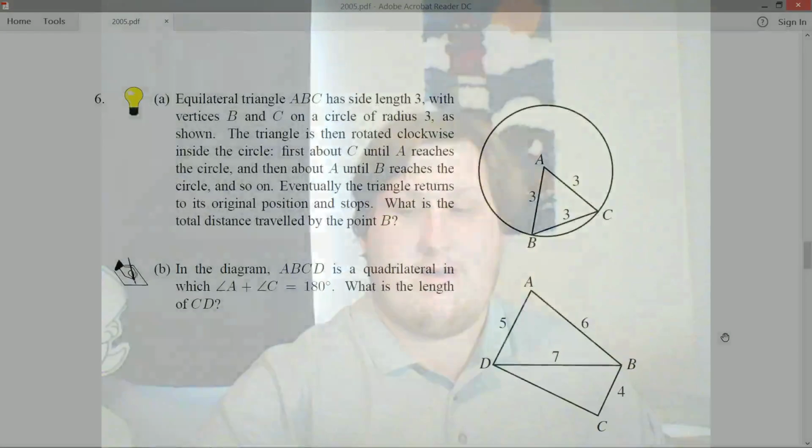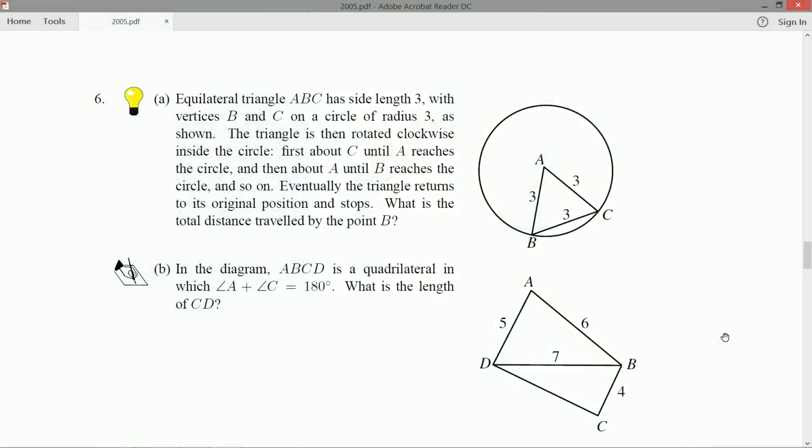Root Beer here with question number 6 on the grade 12 scholarship paper, the written contest, the Euclid. The Euclid from 2005 to be precise. So, hopefully you got your pencils ready. I've got my electronic pen ready to go. Let's see what question 6 has in store for us.